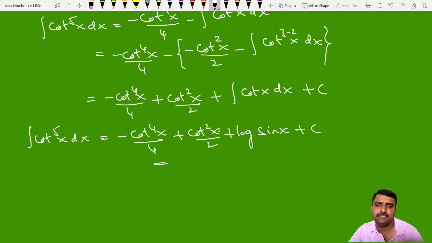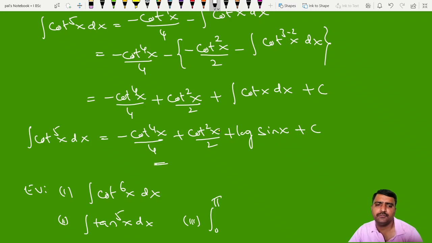That's all. So like that you can find. So evaluate integration of cot to the power 6x dx and integration of tan to the power 5x dx, and one more problem, integration from 0 to pi by 4 of tan to the power 4x dx.